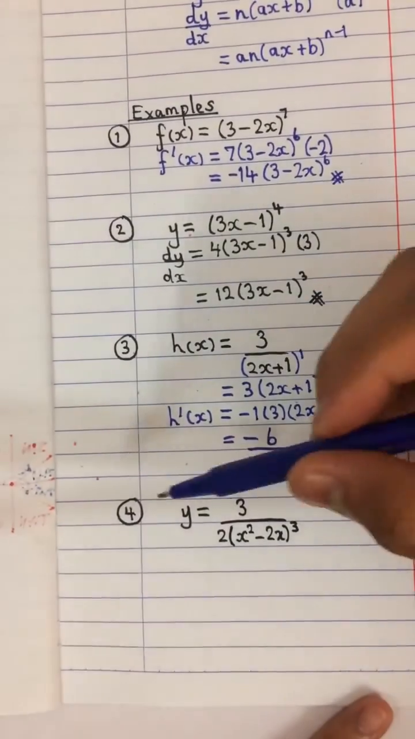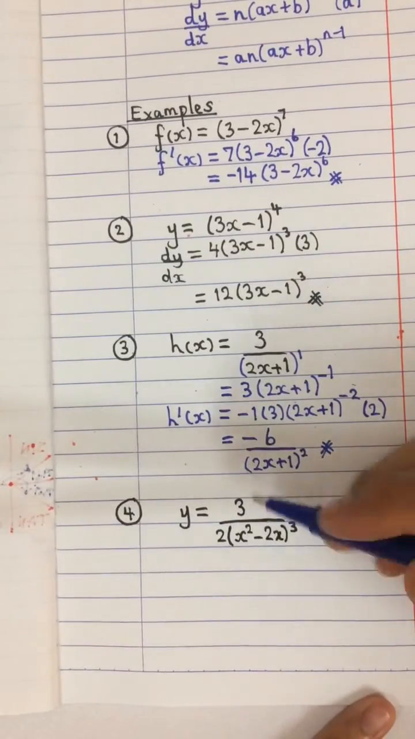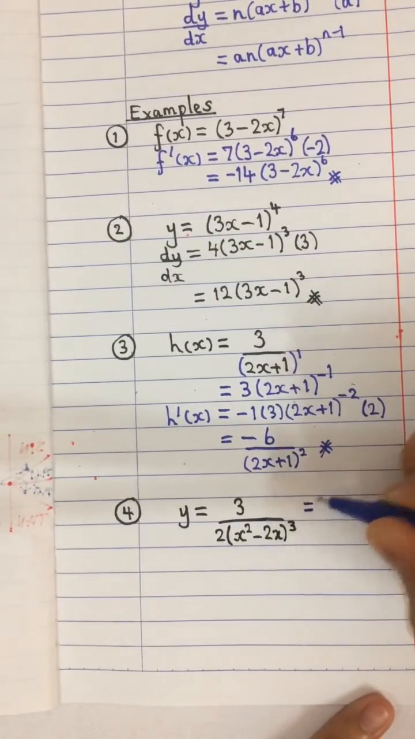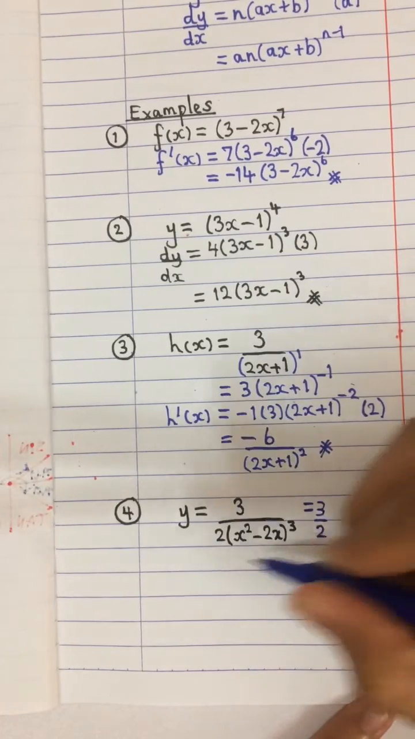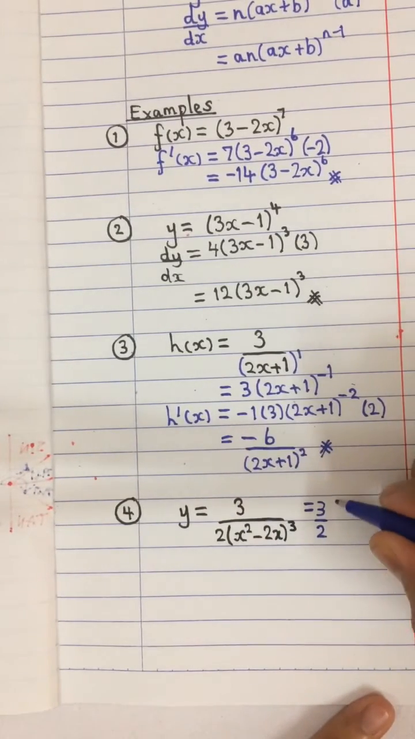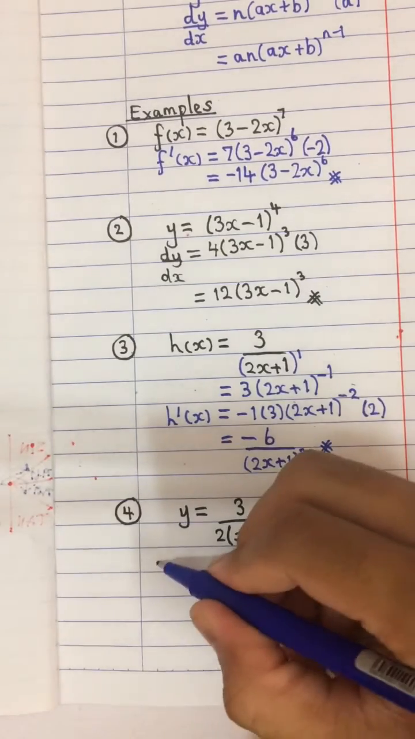This is example number 4. First you got a fraction, you have to modify your fraction. 3 over 2 stays, so it's still 3 over 2. You don't bring the 2 up, you only bring this bracket up, so you have (x squared minus 2x) to the power of negative 3. Now we find dy by dx.